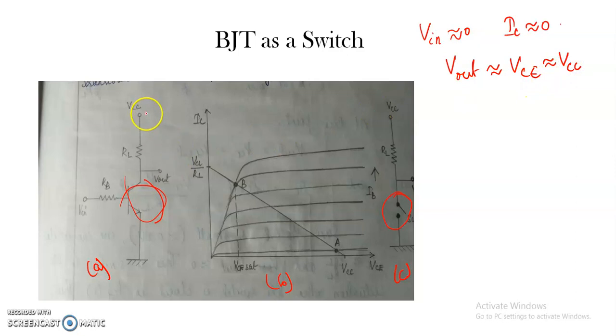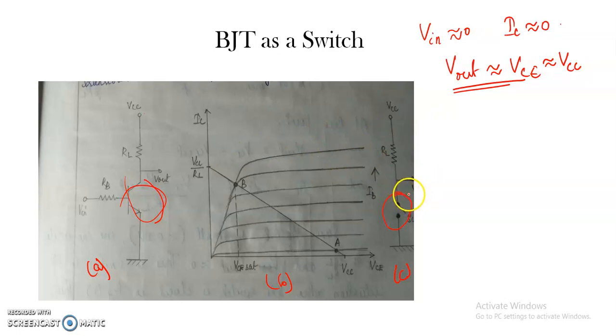From the load line we can say that VCC equals IC into RL plus VCE, but IC into RL equals 0, so VCC equals VCE, so Vout equals VCE, approximately equal to VCC. This situation corresponds to the switch in figure C being in the open circuit. Since Vout is approximately equal to VCC, this represents the switch being open.